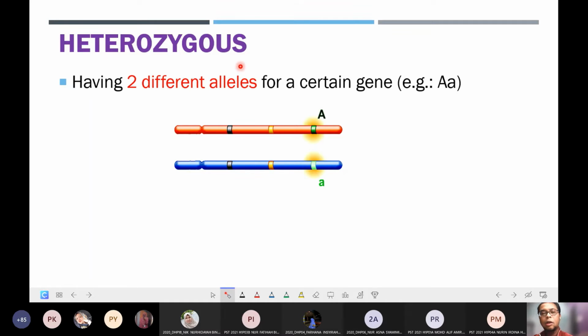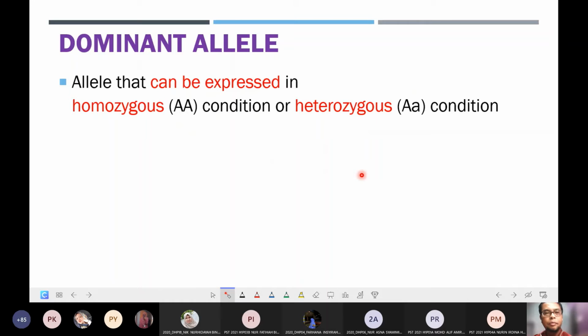Okay, so just now I've mentioned the words dominant allele and recessive allele. So what is actually the dominant allele and recessive allele? We will start with this one. A dominant allele is an allele that can be expressed in homozygous condition or heterozygous condition. Homozygous refers to, for example, the same type of alleles just now, capital A and capital A, while heterozygous refers to the condition in which there are two different types of alleles, capital A and small letter a.